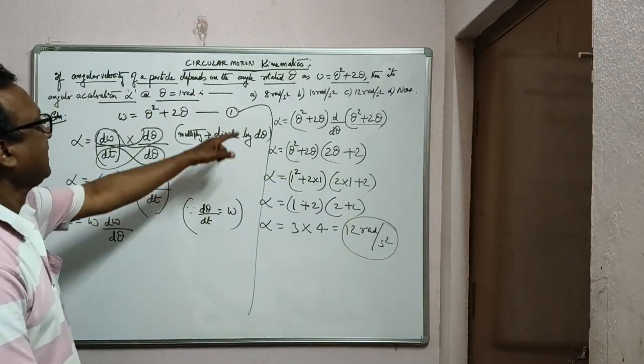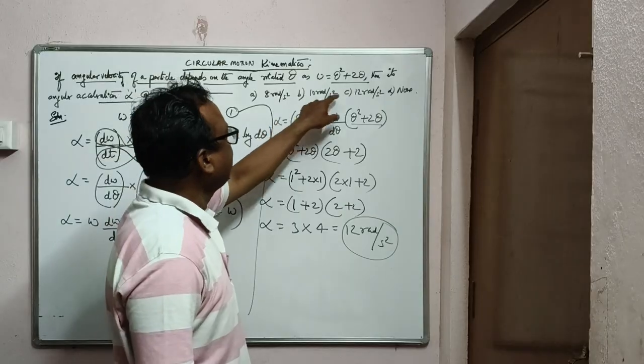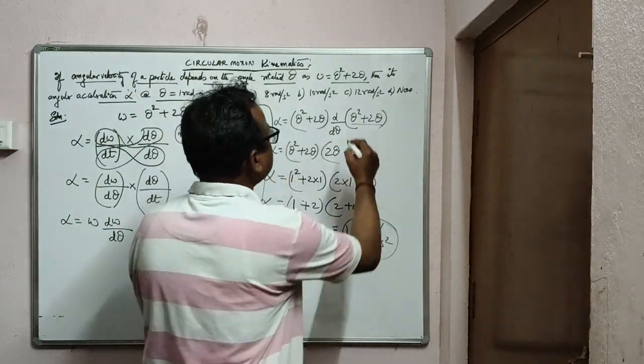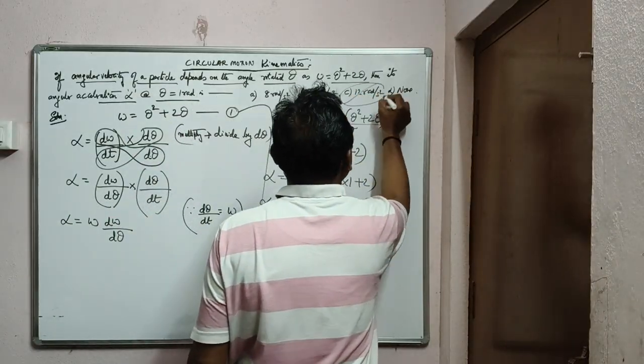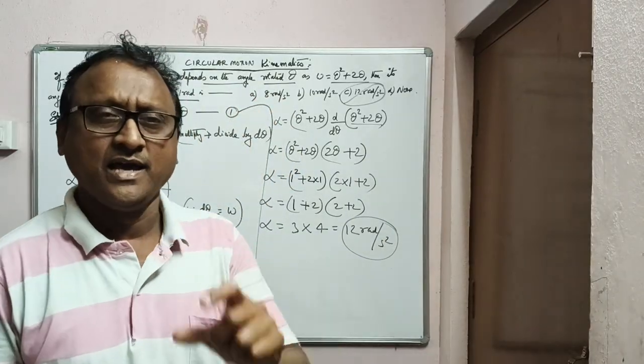Check చేసుకోండి. A 8, B 10, C 12. So 12 is the answer. So this is the answer. 12 radian per second square is the alpha value, that is angular acceleration.